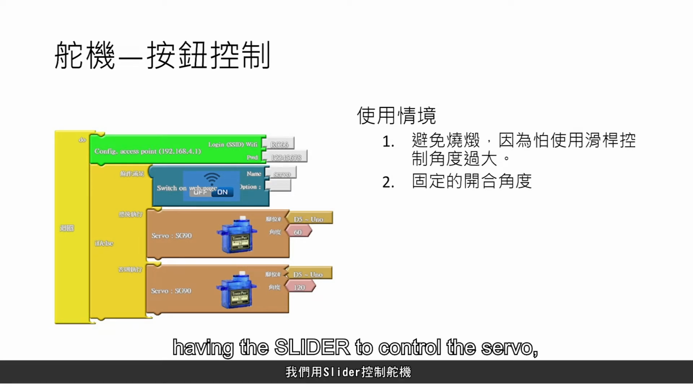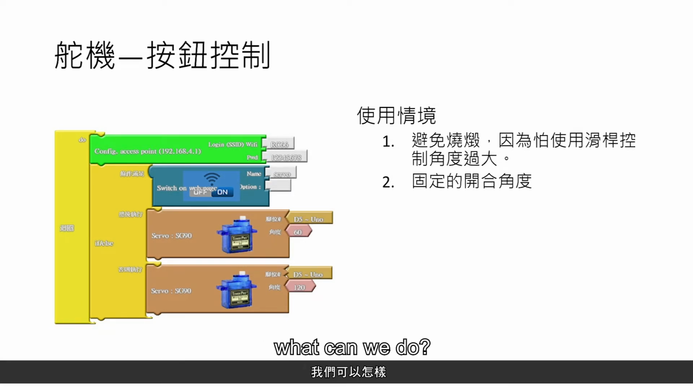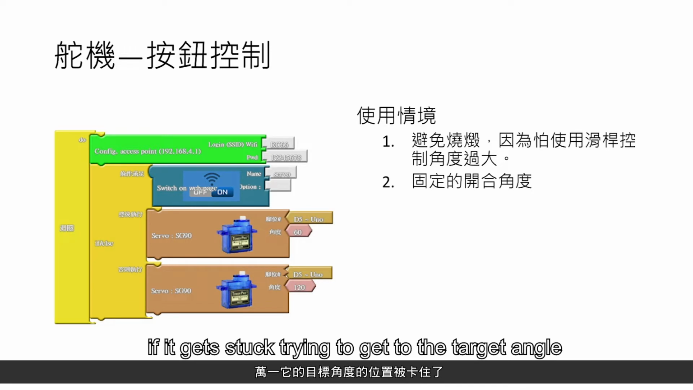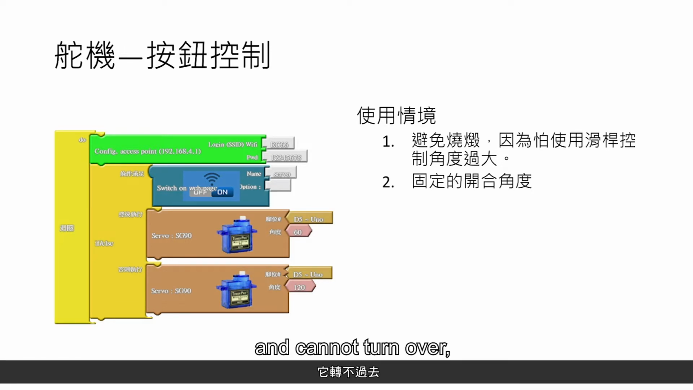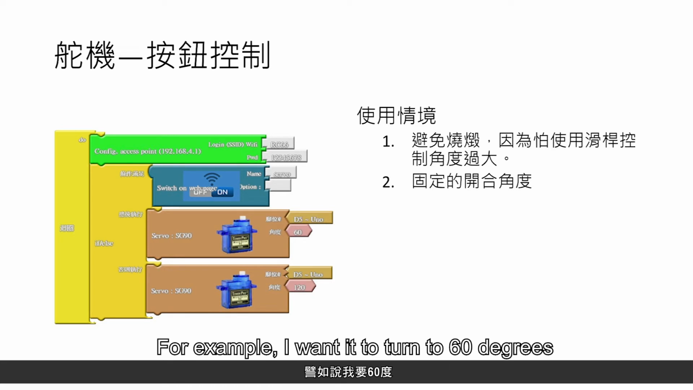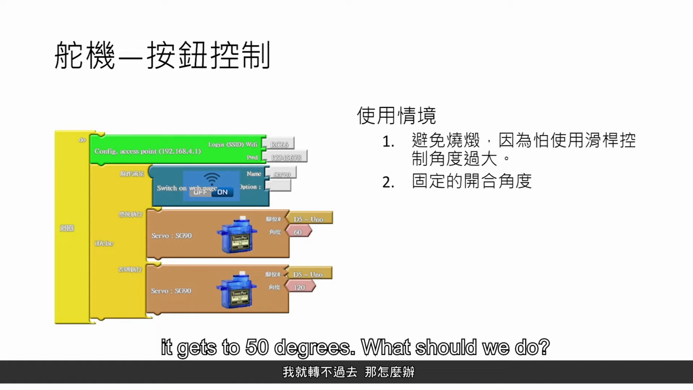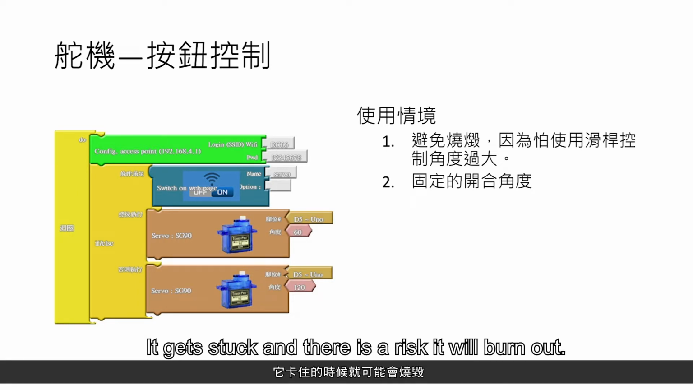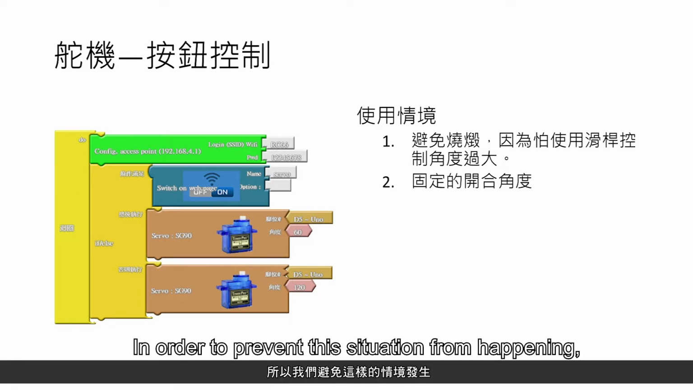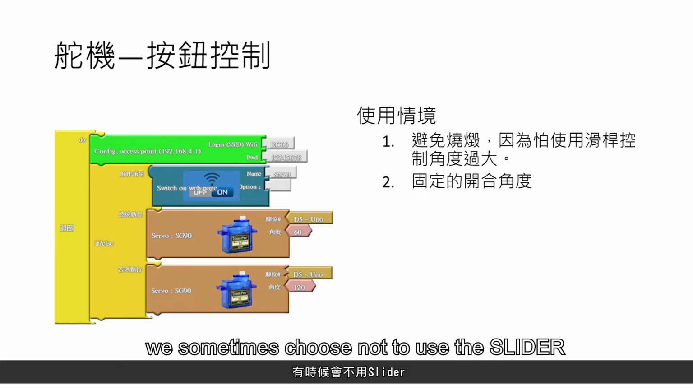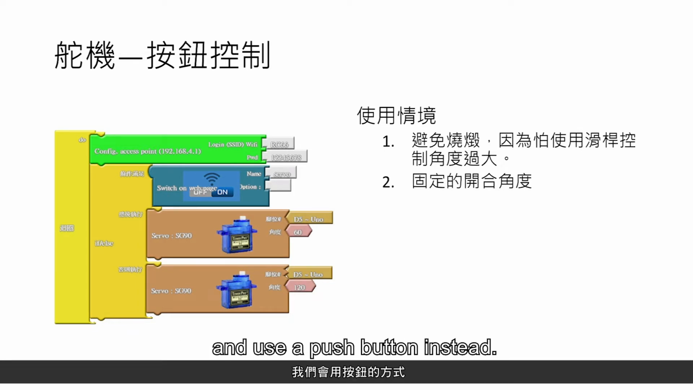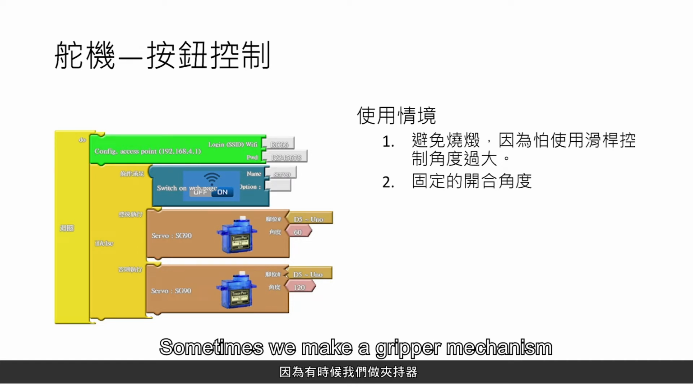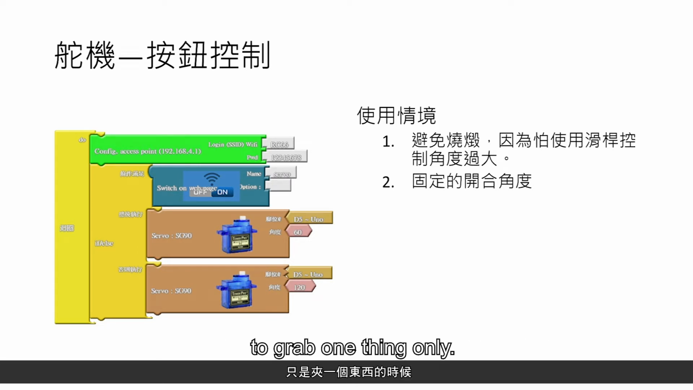Next, having the slider to control the servo, what can we do? As I mentioned to you earlier, when the servo is rotating, if it gets stuck trying to get to the target angle and cannot turn over, what will happen? For example, I want it to turn to 60 degrees, but it gets stuck when it gets to 50. What should we do? It gets stuck and there is a risk it will burn out. In order to prevent this situation from happening, we sometimes choose not to use slider and use the push button instead. Sometimes we make a gripper mechanism to grab one thing only.